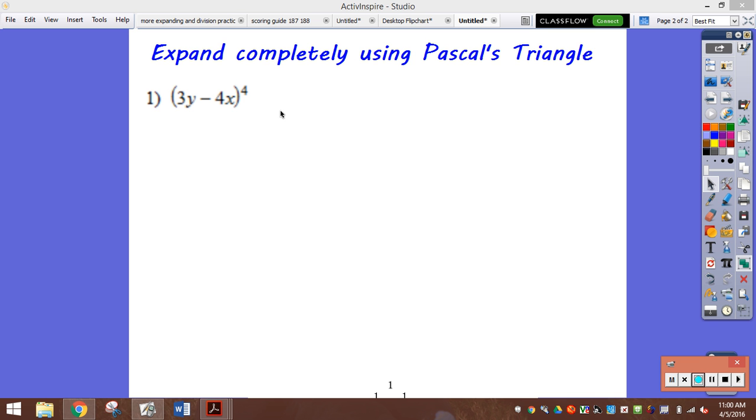So what we learned in class is instead of multiplying this out, doing 3y minus 4x times 3y minus 4x times 3y minus 4x times 3y minus 4x, we can use Pascal's triangle as a shortcut to go directly to the polynomial that would result from multiplying all that out.